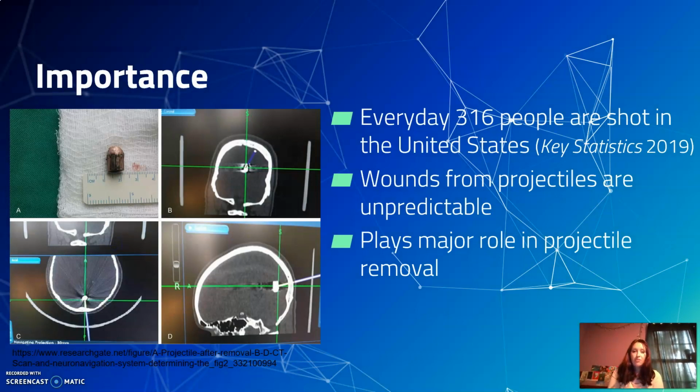So forensic ballistics is very important. It's utilized almost every day. Guns are extremely popular in the United States in particular, and every day in the United States, 316 people are shot. So that is a lot of ballistic injuries taking place every day. And wounds from projectiles are unpredictable. There's a lot of factors that influence them, and there's no way to predict how they will act. So researchers are just trying to get a good base knowledge so they have an idea of what to do when these injuries take place. And wound ballistics in particular plays a major role in projectile removal, so that's important to surgeons and such.